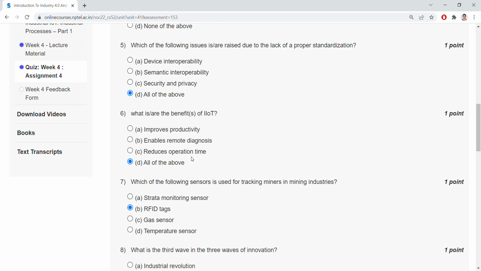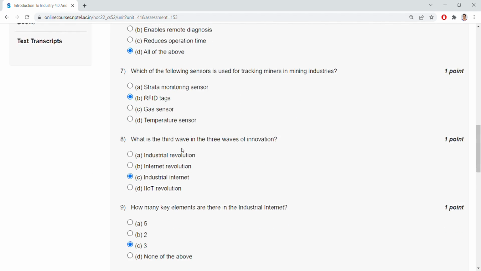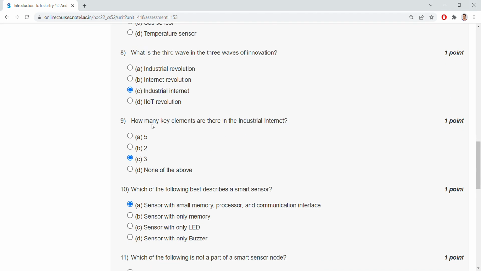Which of the following sensors is used for tracking miners in mining industries? RFID tags. And what is the third wave in the three waves of innovation? And the third wave is industrial internet. How many key elements are there in a industrial internet? There are three key elements.